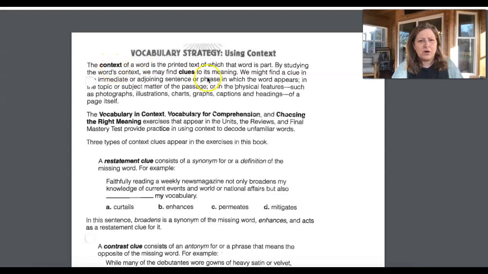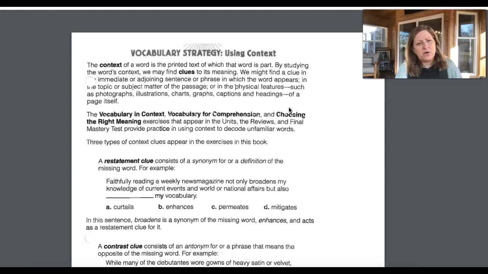The context of a word is the printed text of which that word is part. To put that a simpler way, the context of a word is what's around it. What sorts of clues are you getting from the immediate or adjoining sentence, the one that's preceding it, what's the paragraph about, all of those types of things.